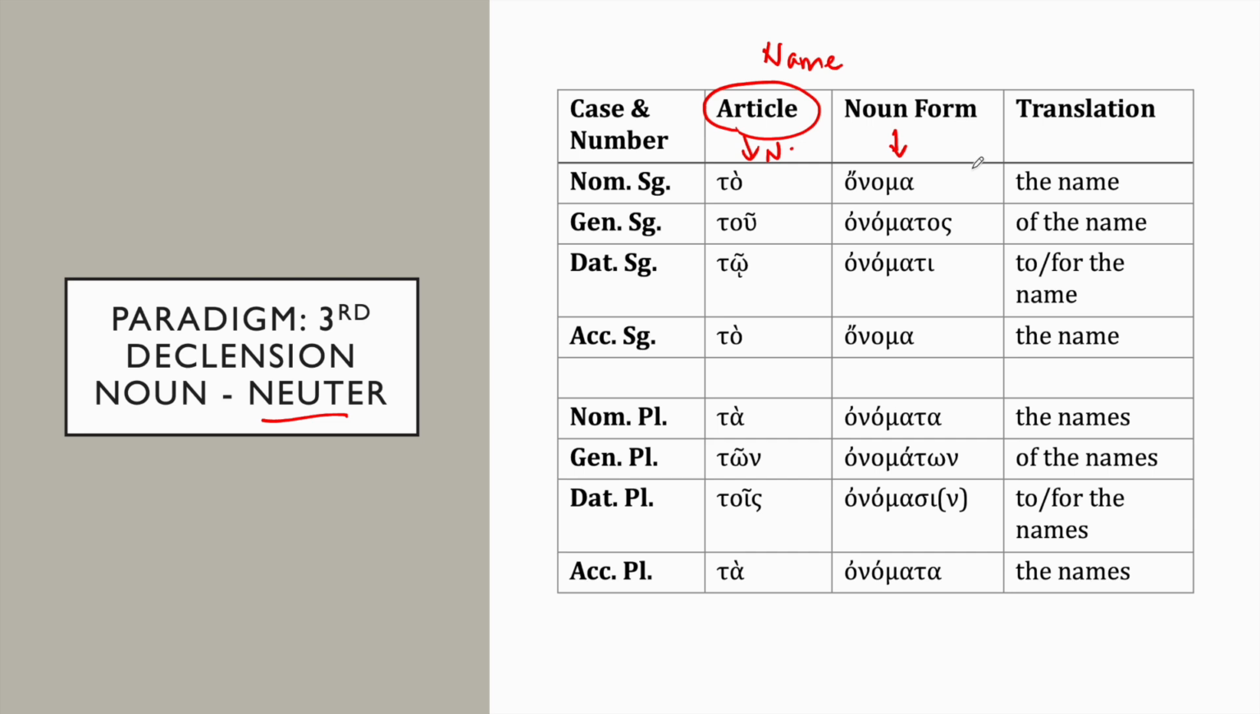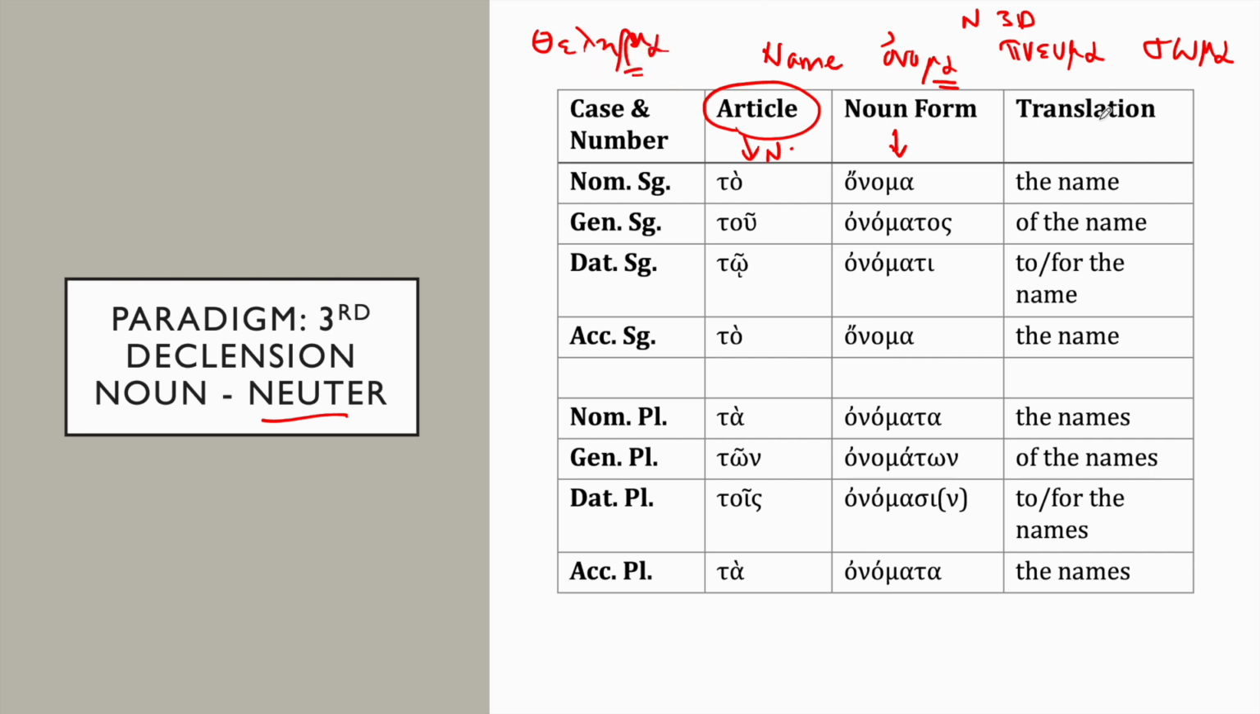And this is the pattern for onoma. Now, whenever you see that ma on the end of a neuter third declension noun, know that it's neuter. And you get other neuter nouns that are third declension that behave exactly like this. So the word for spirit, pneuma, the word for body, soma, and the word for will, thelema.